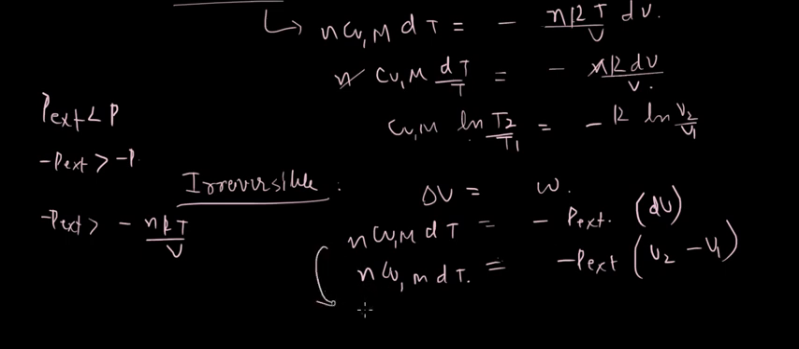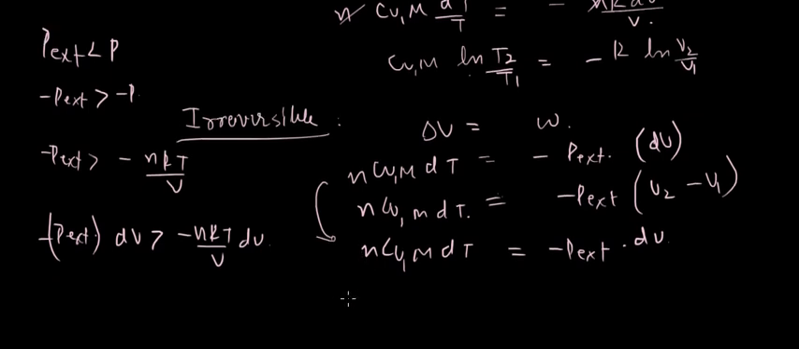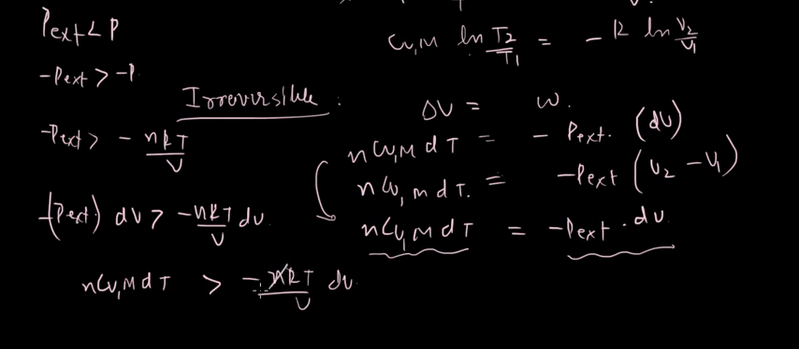Instead of going this approach, we can directly tweak it: minus p external times dV, and we know that minus p external is greater than minus nRT upon V. So if we multiply both sides with dV, it would be greater than minus nRT dV upon V. Now we know that minus p external dV is equal to n Cv,m dT. So n Cv,m dT would be greater than minus nRT upon V dV. Now just integrate on both sides.